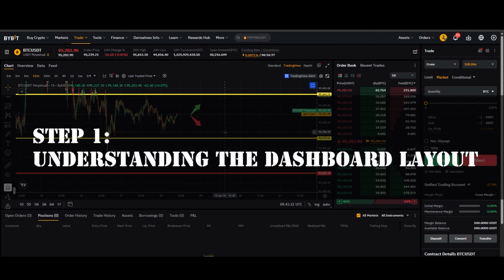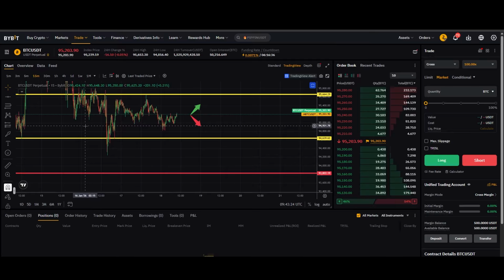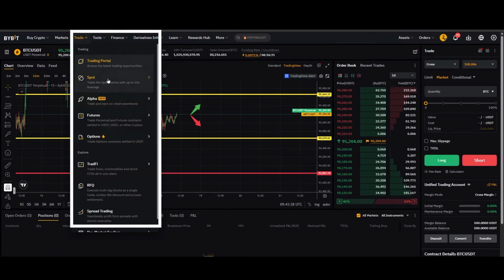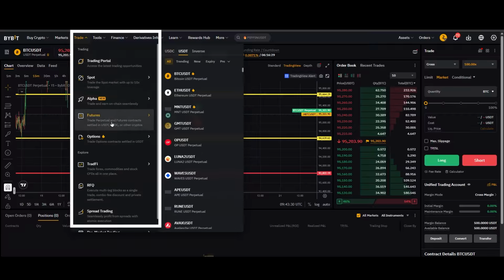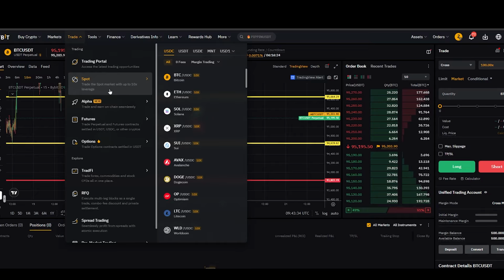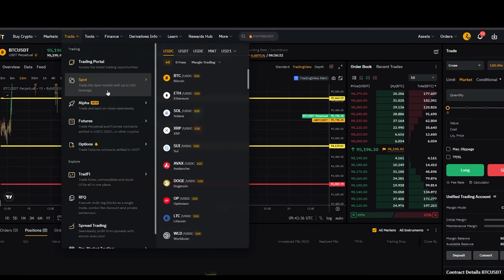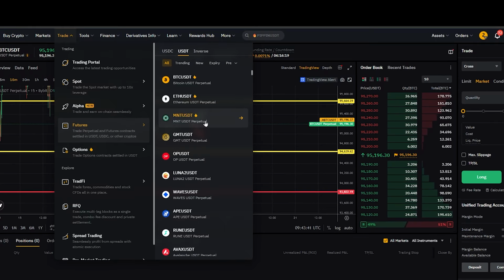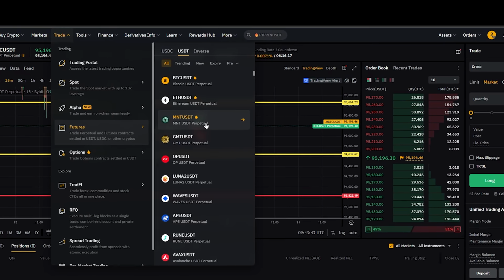When you enter the website, you'll see the top menu. Click on Trade. You'll see two options, Spot and Futures. Spot trading is simple. You buy an asset and later you sell it. That's it. But futures trading is different, and that's what we're focusing on today.